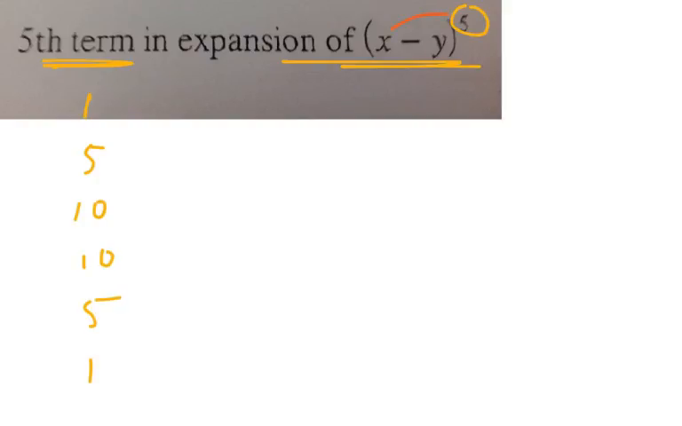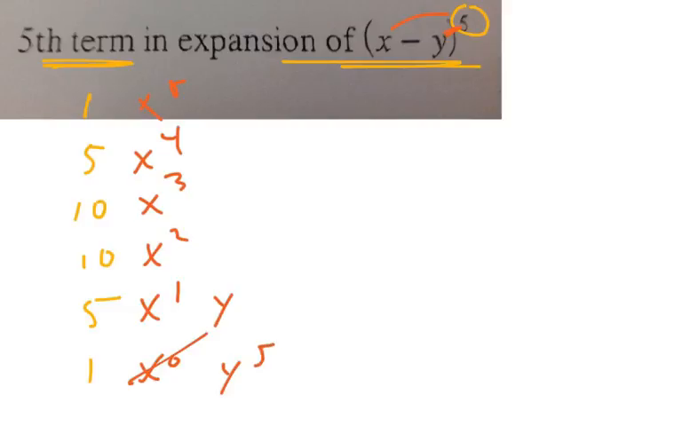Now the x, of course, will go to the 5 power. So x^5, x^4, x^3, x^2, x^1, x^0, which of course is 1. Likewise, the y will also go to the 5 power, but backwards in reverse. y^5, y^4, y^3, y^2, y^1, y^0, which goes to 1.